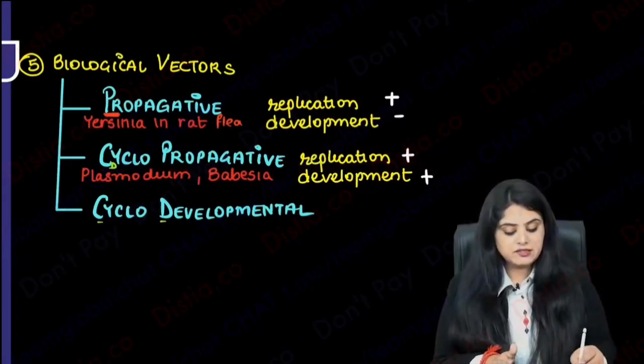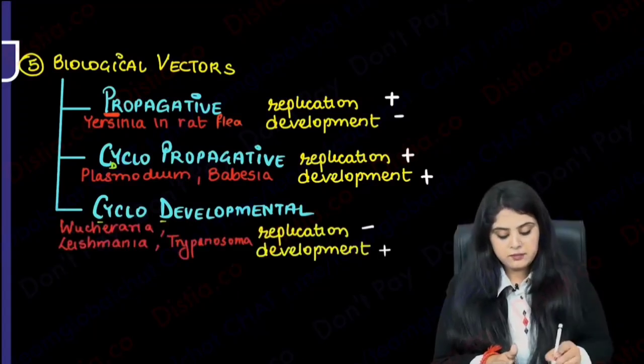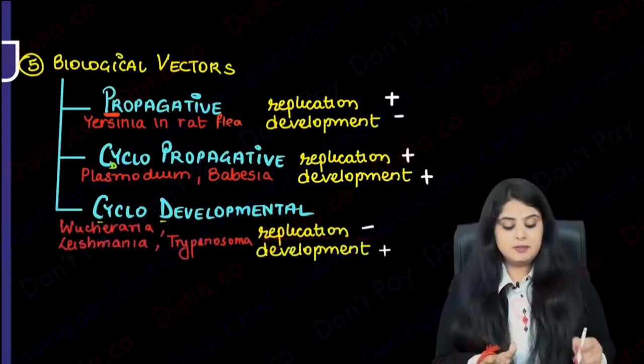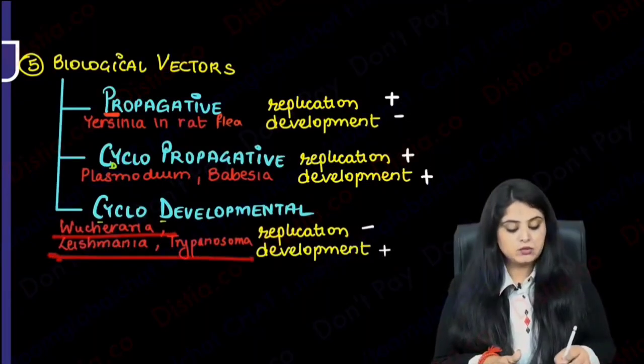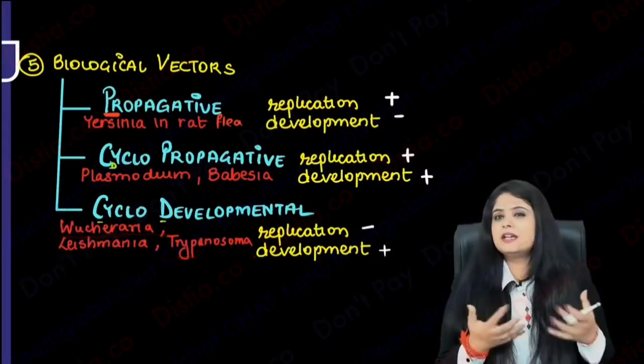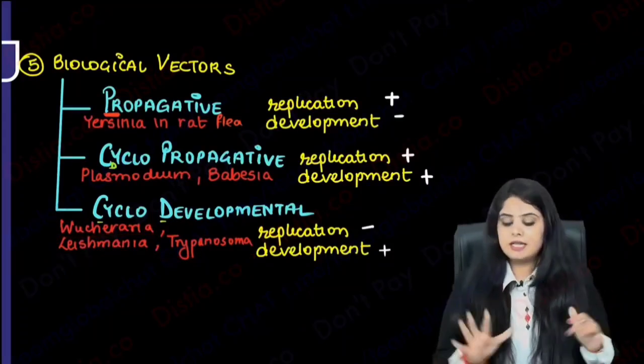Finally, coming to the last, that is cyclodevelopmental. Over here only the development is going to occur. Only the development will occur, there will not be any replication. Examples are many things related to filaria, and also the flagellates, that is Leishmania and Trypanosoma. Right now, as I said, they are just names, but if you understand a little, that is good enough.